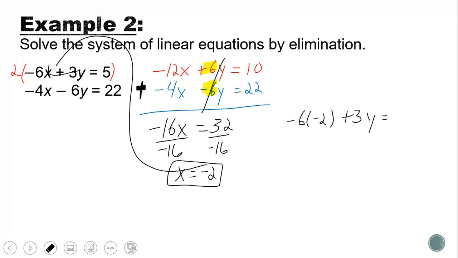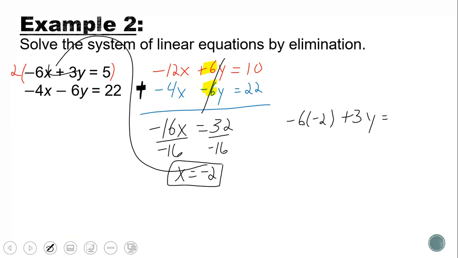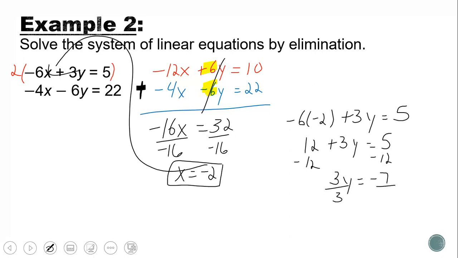Now, I plugged it into my original. Could you have plugged it into my new red equation? Sure, you absolutely could have. Doesn't matter where you plug it in. So now I've got 12 plus 3y is equal to 5. Subtract the 12. You've got 3y is equal to negative 7. And y happens to be a fraction here. That's perfectly fine. Y is equal to negative 7 over 3.